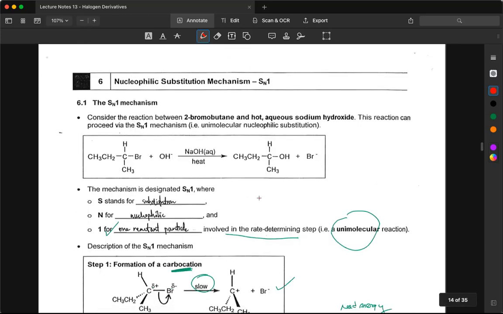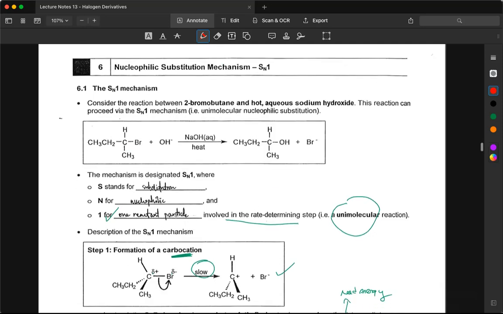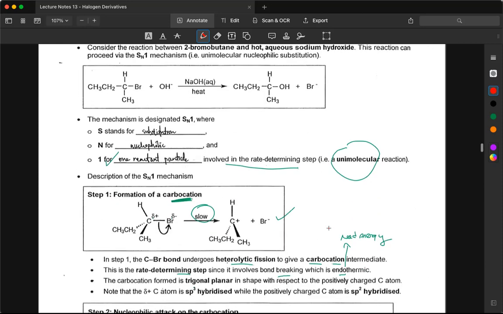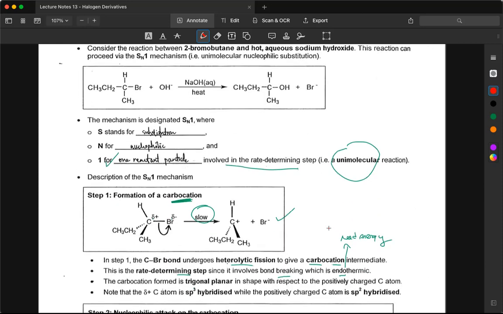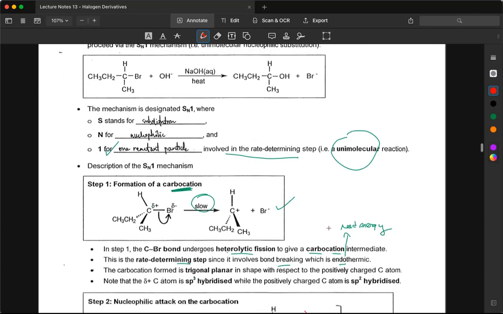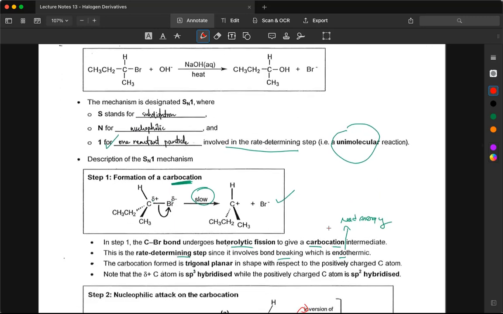Now, let's move on to SN1. So SN1 is denoted by this. This is the only difference from SN2. We have only one reactant molecule, or a unimolecular reaction, in the rate determining step. So in the SN1 mechanism, the main focus is on the formation of the carbocation.